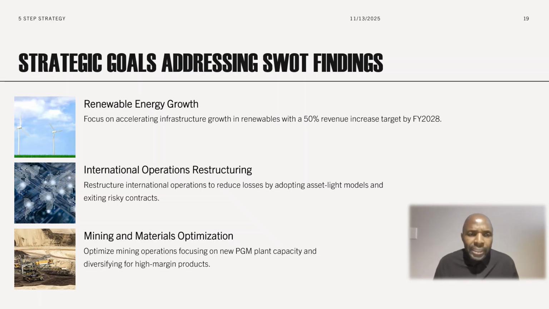Then we said renewable energy sector, focus on accelerating infrastructure growth with a 50% revenue increase target by financial year 2028. International operations restructuring. This is a bold move. Restructure international operations to reduce losses by adopting asset-light models and exiting risky contracts. And then mining and materials optimization. Optimize mining operations, focusing on the new PGM plant. So strategic goals addressing the SWOT findings. That's what we could pick up as well.